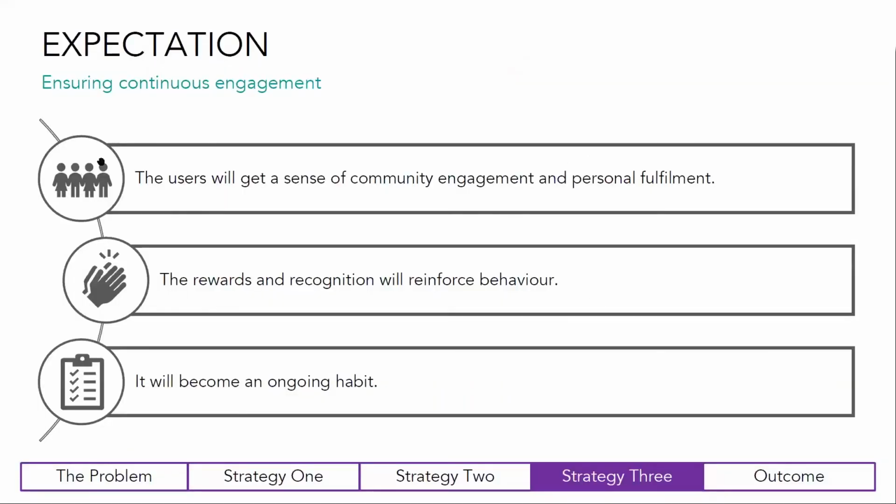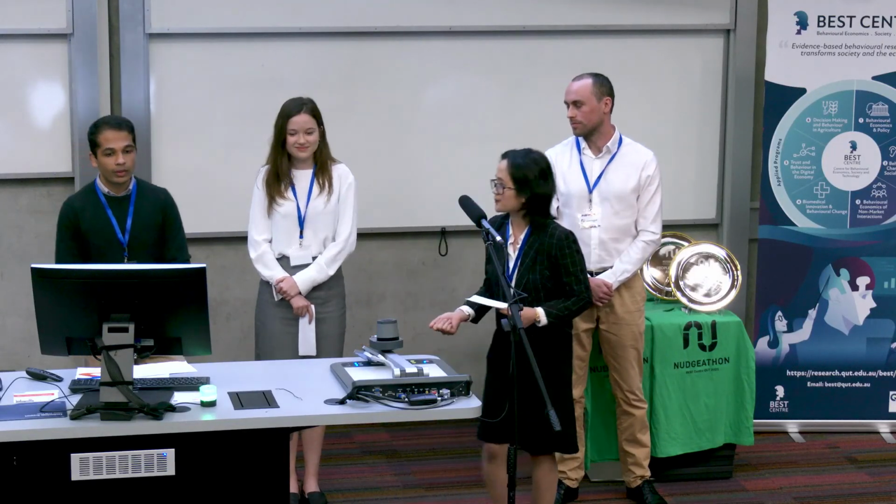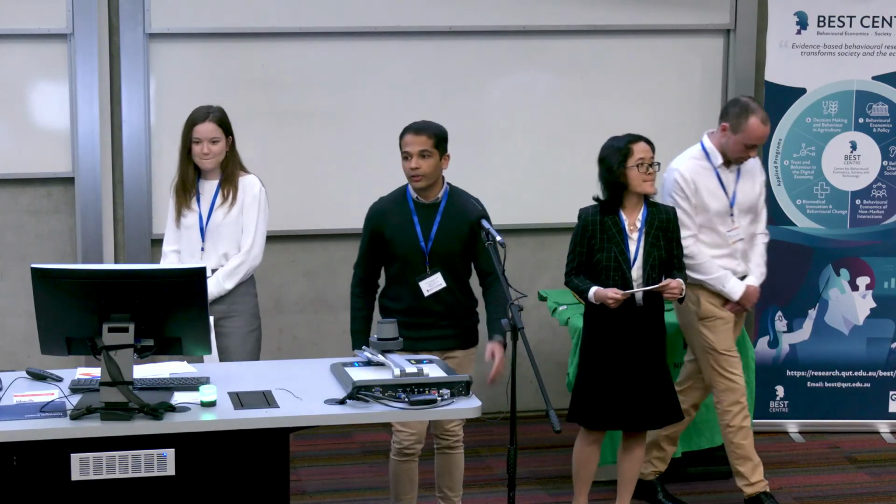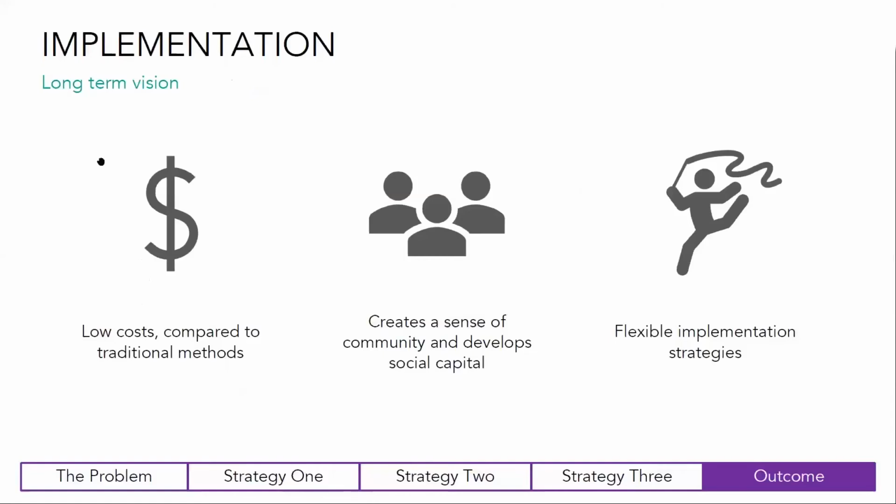The reward and recognition system will reinforce the consenting behavior, and gradually we hope that it will become an ongoing habit, just like recycling. So there you have it. Those are our three strategies. Now, these strategies are all low cost as compared to other traditional methods. They are flexible, so they can be changed throughout the process.